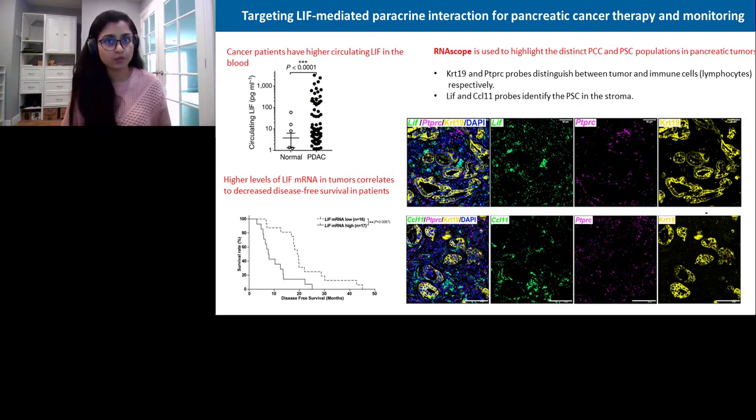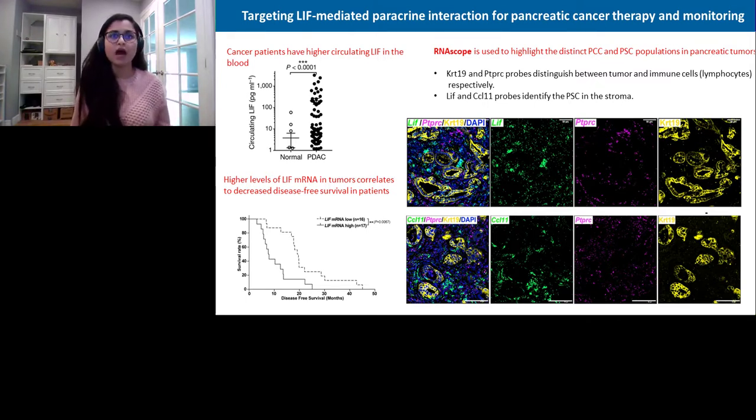Here they have used the dual-ISH IF workflow, where they've used the keratin-19 antibody to mark the tumor cells, and then visualize the LIF factor in combination with CD45 in the stroma. They also show that this LIF is significant in promoting cancer growth by showing that the level of this LIF was higher in the blood of cancer patients compared to normal individuals. They also show a strong association of LIF mRNA with decreased disease-free survival in the patients. So using RNAscope, they were able to visualize the specific stromal expression of this LIF factor and understand how this influences growth of pancreatic cancer.